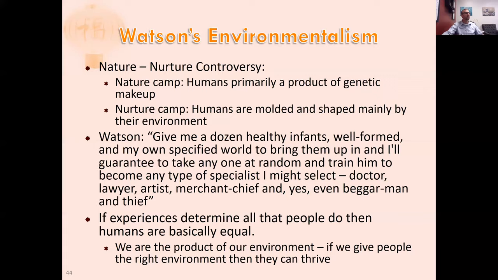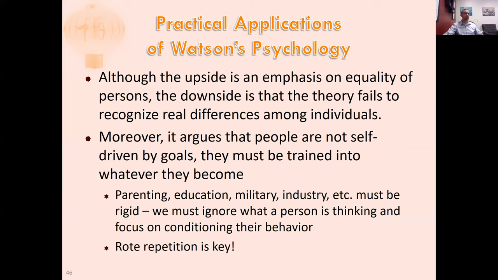Okay, so what are some practical applications of Watson's psychology? On the upside, of course, yes, there's equality of persons, but in some ways, Watson goes too far. He doesn't really appreciate that there are real differences among individuals. He's ignoring that people might have goals for what kind of life they might have for themselves. He's ignoring that people might actually have different abilities, that some people are better at music than others, some people are better at sports, some people are better at academic work. And so that overlooks the idea that there are any real differences between people. And certainly it seems like, at least to some degree, there must be some differences, right? There is diversity.